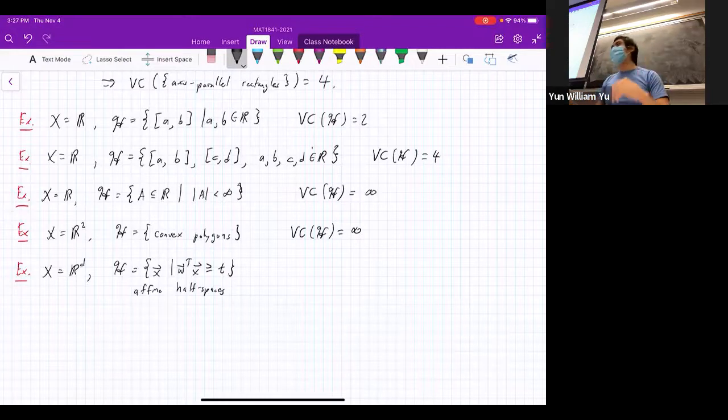I don't expect you to know this one off the top of your head, because we're going to spend some time actually proving it. But what we'll find is that the VC dimension of affine half spaces is equal to d plus 1, where d is the dimension of your space.